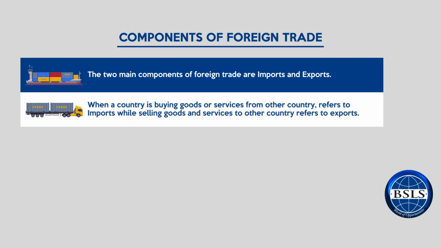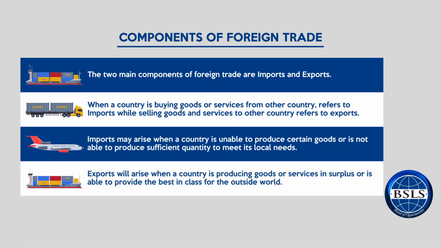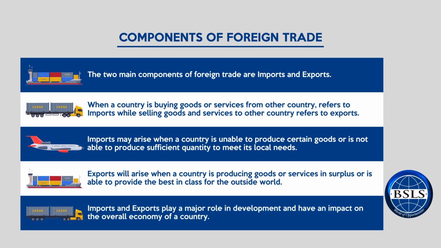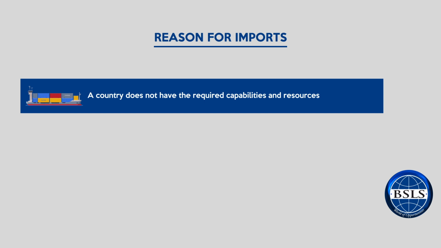When a country is buying from the outside world, it is referred to as imports. On the other hand, when a country sells its products in the international market, it is referred to as exports. Now, let us understand the reasons for imports and exports by a country. First, let us look at the major reasons for imports. A country will import a product or a service from the outside world when they do not have the capabilities or the resources to produce or manufacture the said product or service. Examples are specialized products, equipment, processes, or technology.